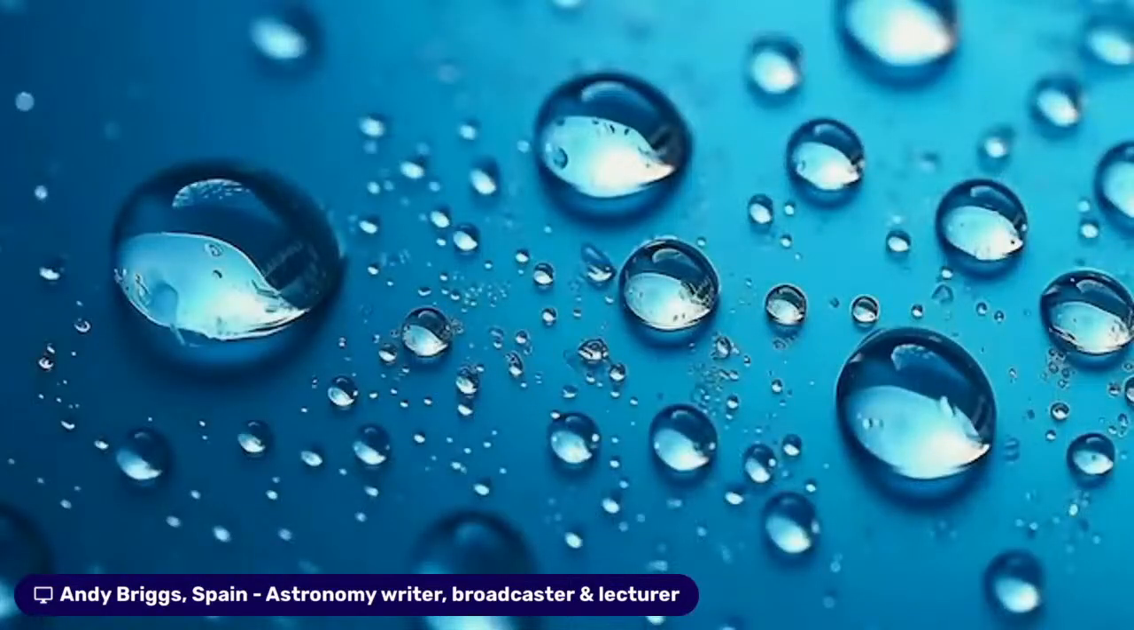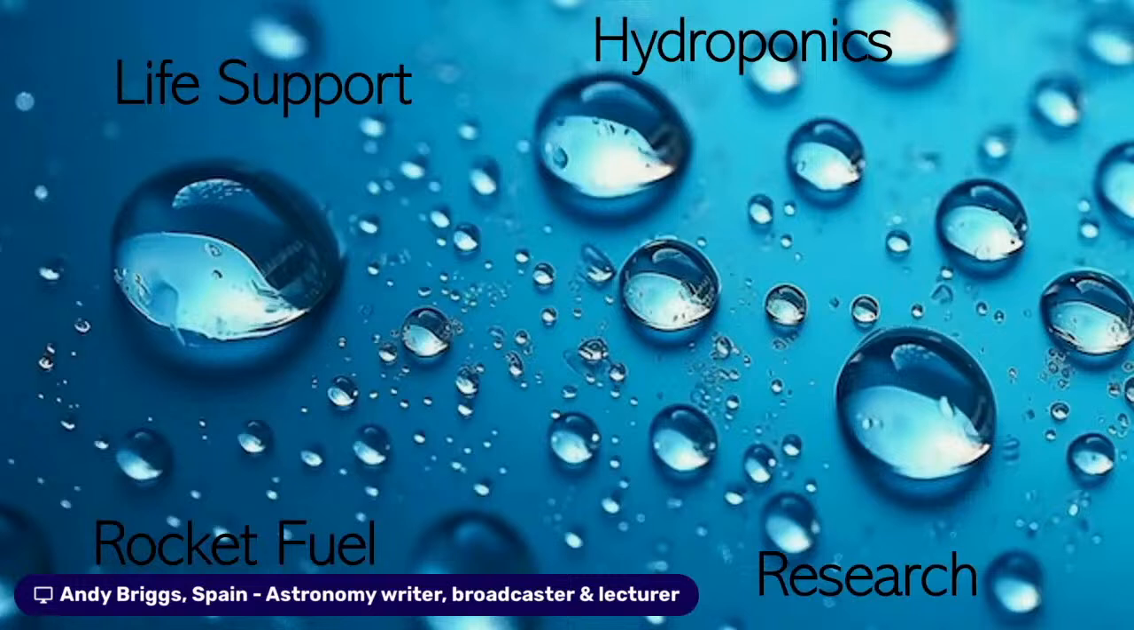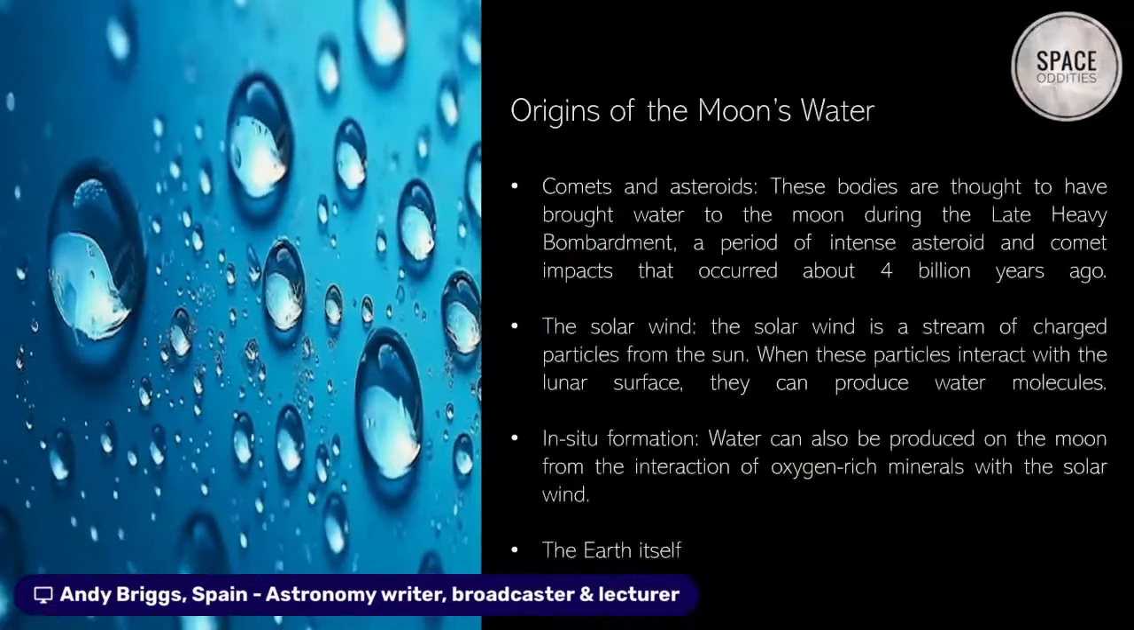Now, if you can get at that water, well, what does it do for you? What would you use it for? Well, astronauts would use it for all sorts of things, but obviously they would use it to survive, for life support. They would use it for hydroponics, to grow plants on the moon. And they would use it for rocket fuel, because you can split the water into oxygen and hydrogen and make rocket fuel out of it. And of course, they would use it for general research about the moon. But there will be other things, I'm sure, that people will think of as well. So it's very, very interesting.